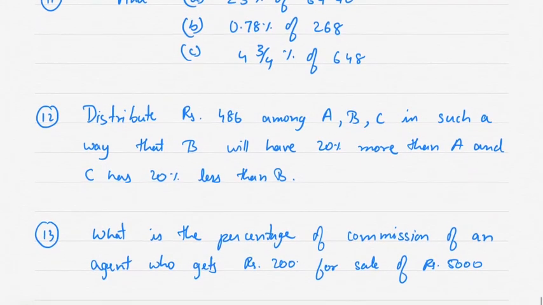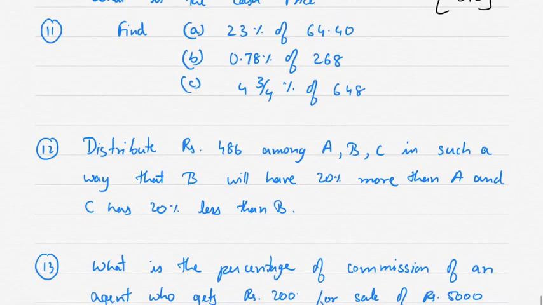Now see question number 11. Find 23% of 64.40. Please calculate. Here I have not given the answers. I want you all to solve it yourself, or we'll solve it along. 64.40 into 23 divided by 100.